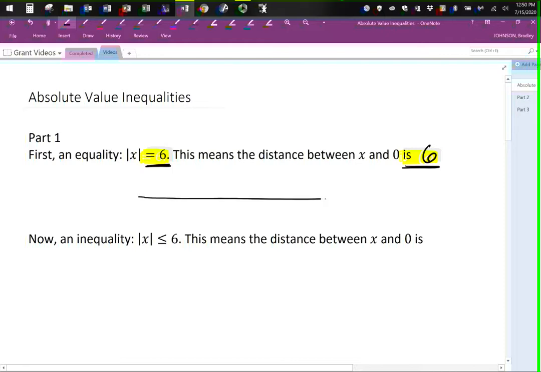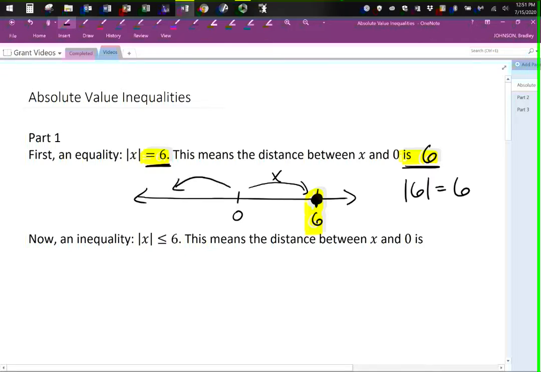Let's draw this on the number line and think about what is going on here. I will mark 0, and the distance between x and 0, you could think of x going in the positive direction, would go out to 6. Exactly on that value of 6 would be a solution. If we check this, the absolute value of 6 is positive 6. We know that for sure is true. So we have part of the answer.